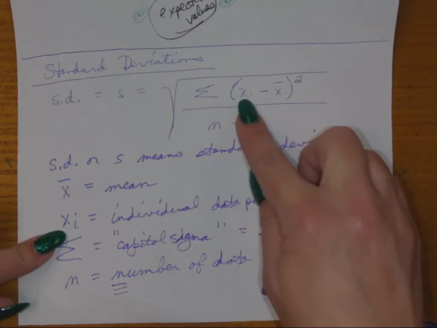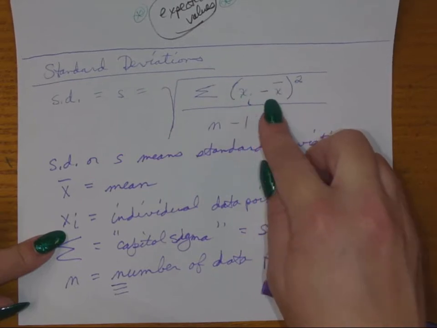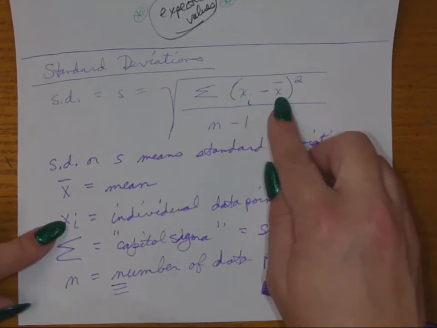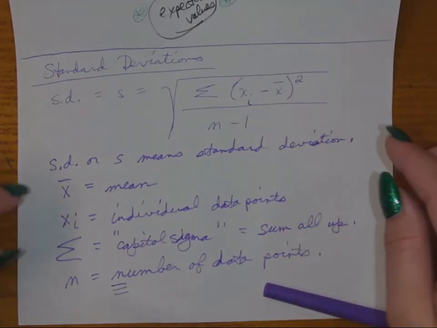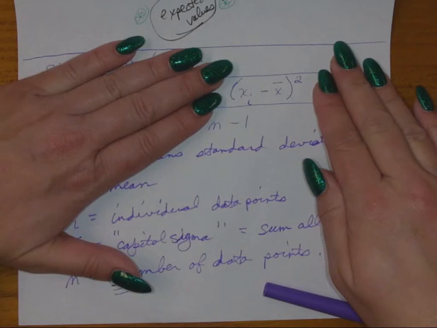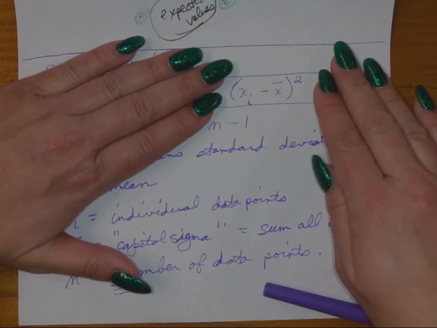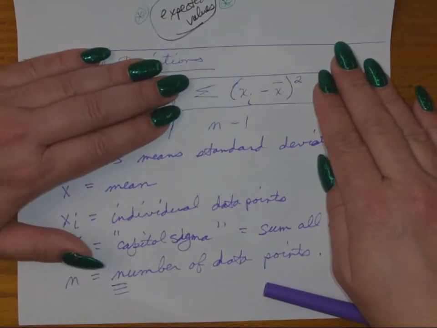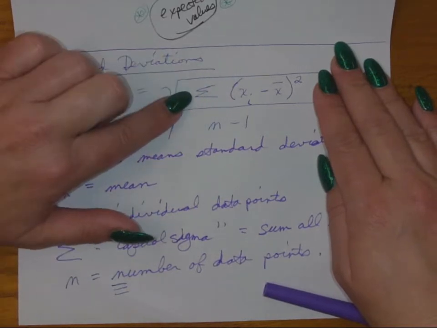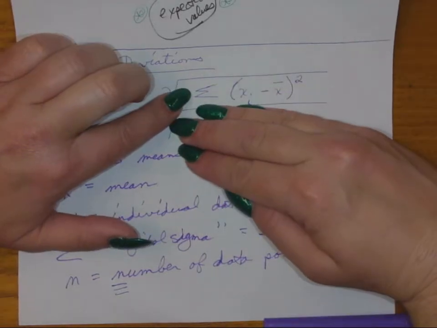Okay, so take each individual data point, subtract the mean, and then square that. You're going to do this for every data point in your data set. Subtract the mean, square it. Subtract the mean, square it. It's very repetitious, and when we do one here in a second, you're going to be like, oh, very repetitious, got it.